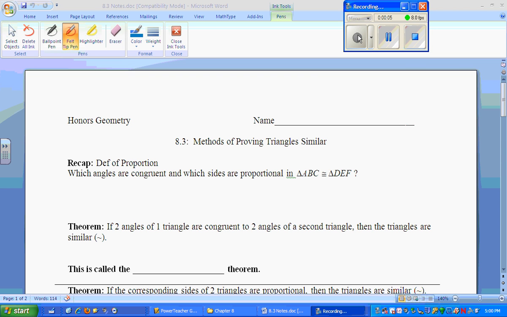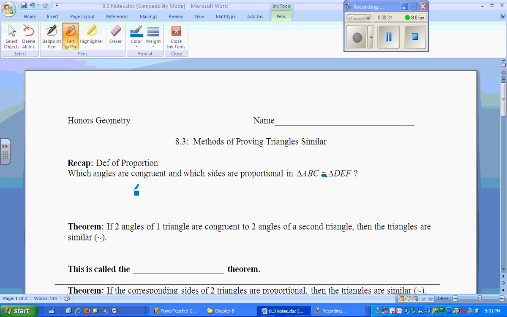This is 8.3. We are going to prove triangles are similar. So this is the part of the unit where we are going to do a proof. Let's recap the definition of the proportion, which angles are going to be congruent, and which sides are going to be proportional if these two were similar.